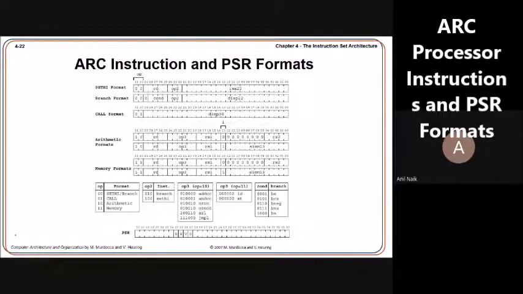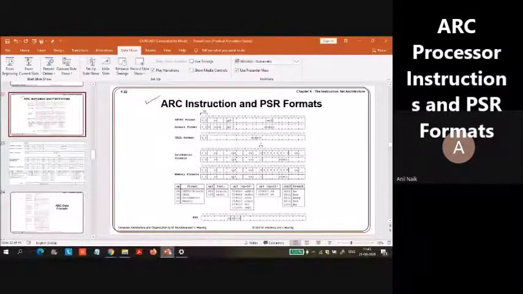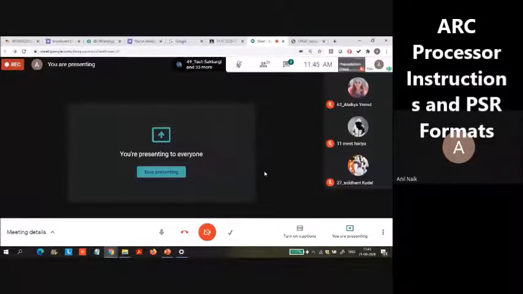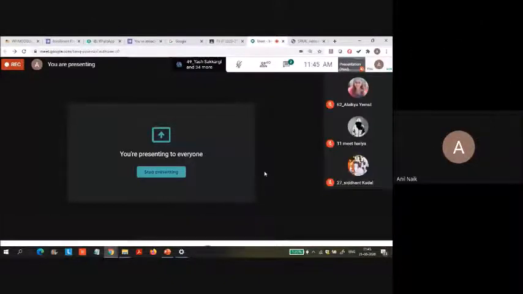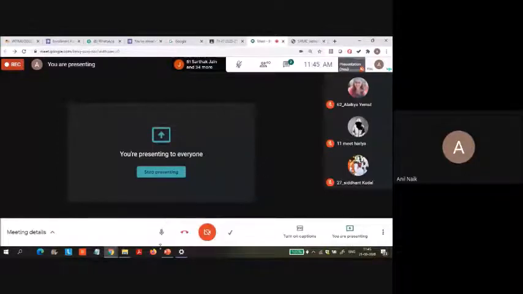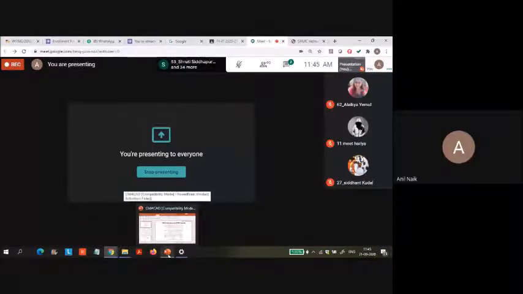ARC instructions and the PSR format. This is very important from the exam point of view, and you will get a question: write the different ARC instructions. So in the last class, we discussed the different registers. There are 32 registers plus 2 registers, the PSR and the program counter.